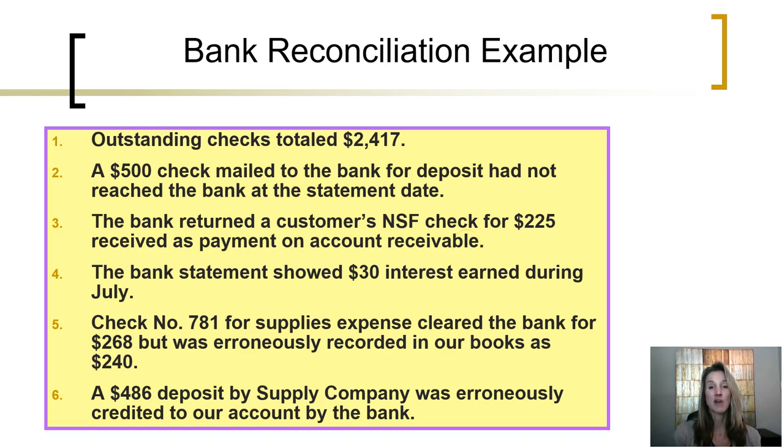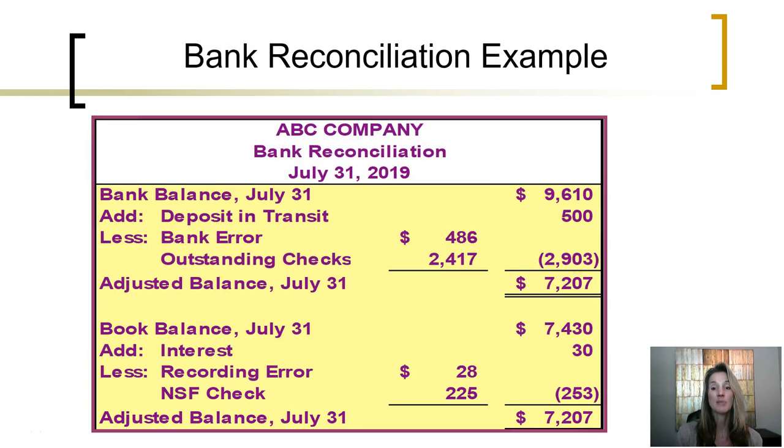So we need to ask ourselves, who does not know that this check was insufficient? And the answer is the book side did not know. So we know we're going to be on the book side of the reconciliation. Now that we know that the cash wasn't really received, we need to subtract the $225 from the cash account.